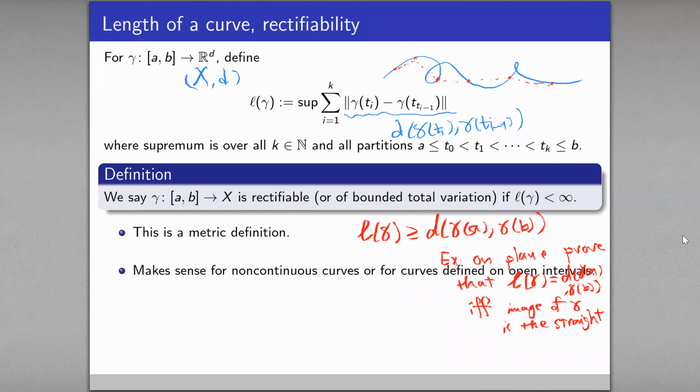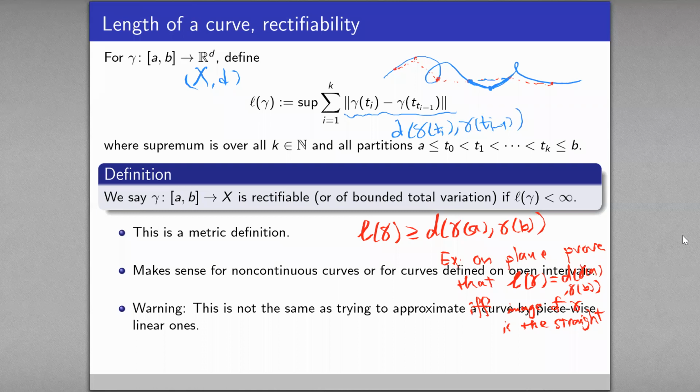The next thing is that we don't require the endpoints to be in the partition, so the same definition works also if you have a curve defined on an open interval. We will have a theorem about that later. Notice that adding more nodes will only make this summation bigger, because if you add a new node here, now you go this way plus that way, and by triangle inequality, you cannot go down. You have to go up.